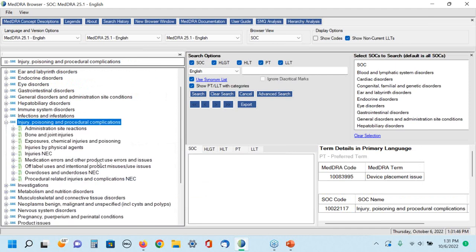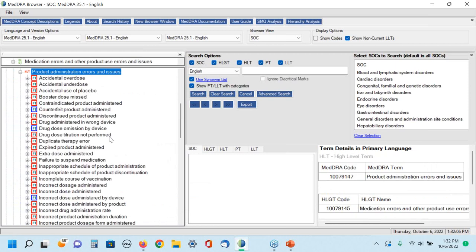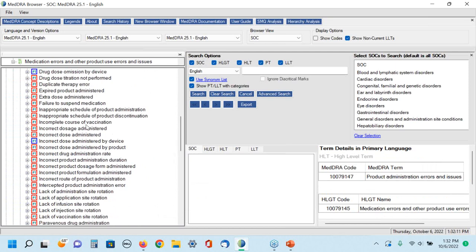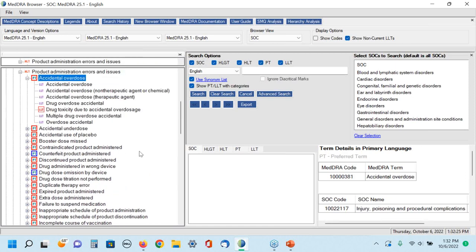So I'm going to again open this. I'm going to look under HLGTs. I'll go into medication errors. And then when it comes time to look at HLTs, this time I'm concerned about the actual administration of the drug, in which case I'll look at the HLT product administration errors and issues. And when I open that up, I am then going to see a series of PTs for my consideration. Now, I can go through all of these, but almost from the very beginning, going down the rows, I see this PT for accidental overdose, and I open that one up.